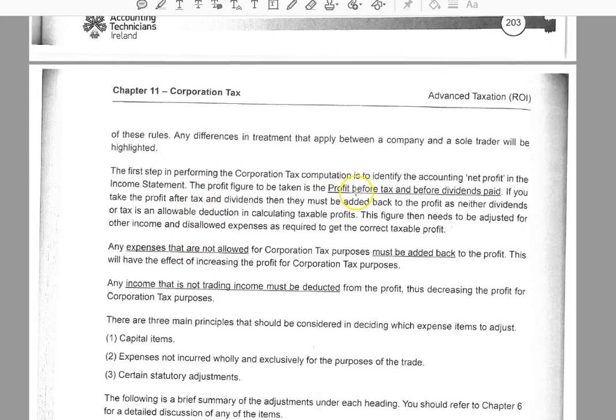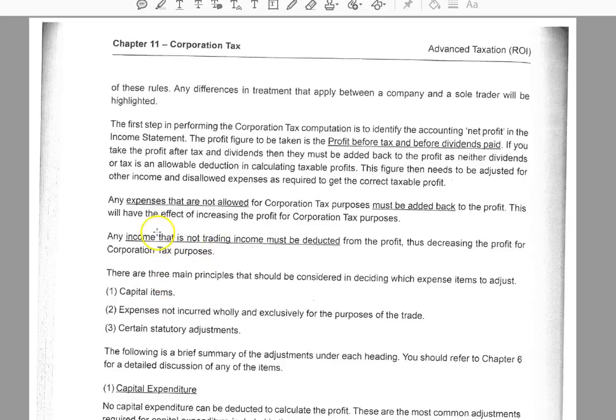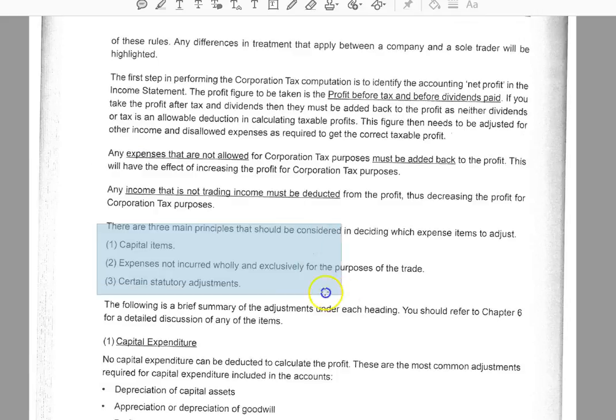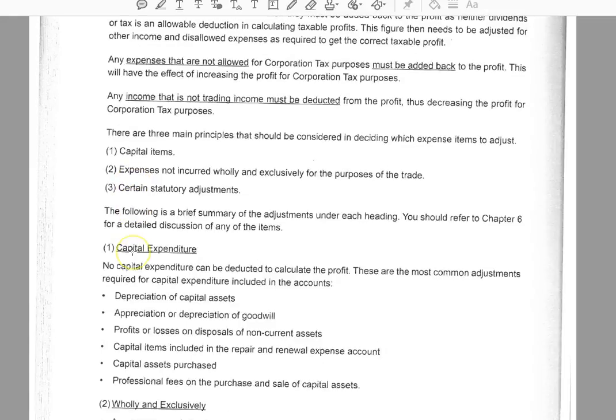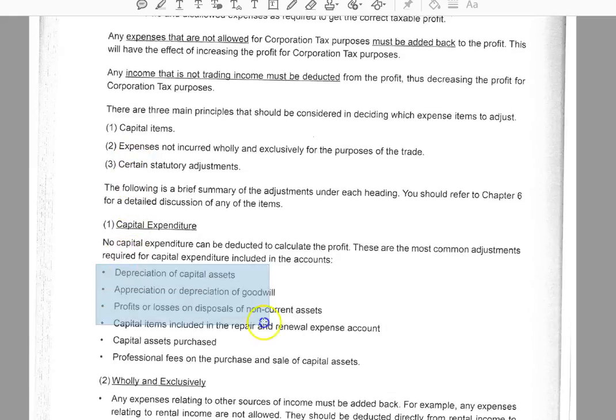So it says we start off with the profit before tax, or the net profit. And we adjust for non-trading income, we take away non-trading income, and add any expenses. And these are the things to look out for. Capital items, so anything to do with profit or loss on the sale of an item. Depreciation, it has it here actually, capital items. We look for these things.